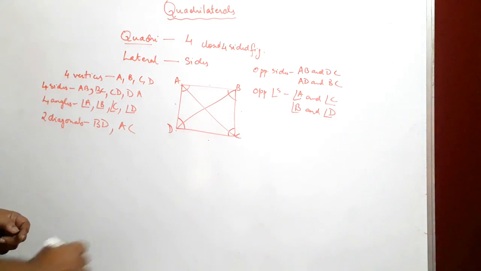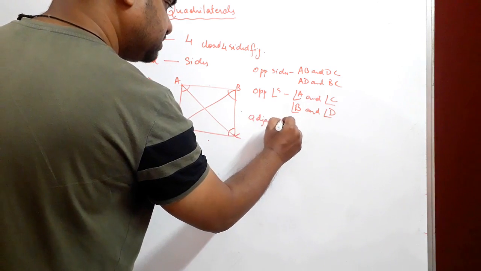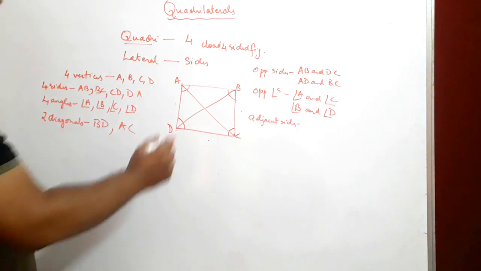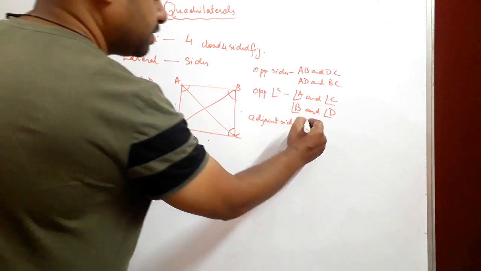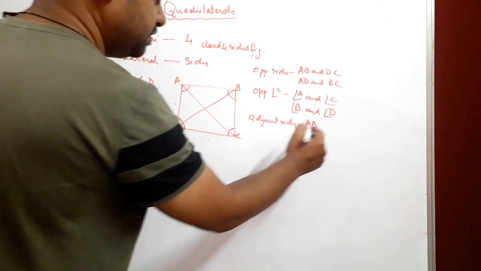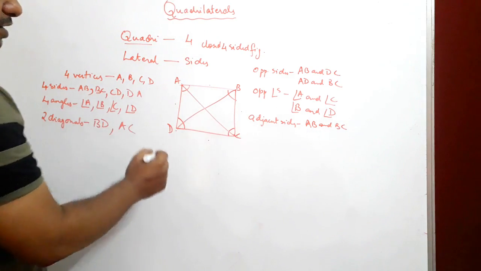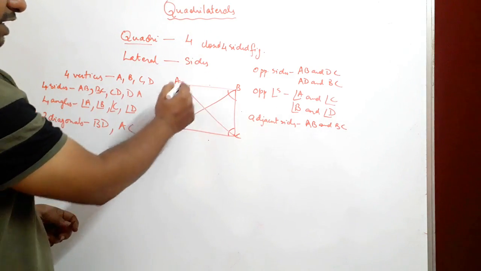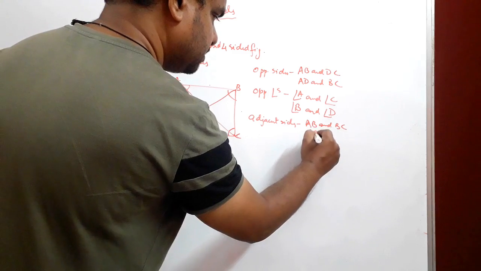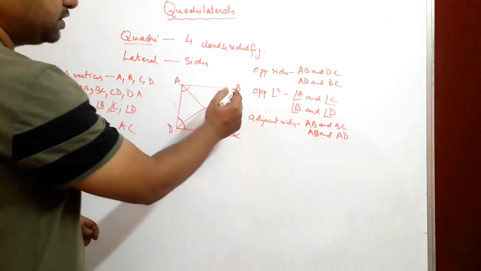Now coming to our adjacent sides. Adjacent sides means sides which are next to each other, neighboring sides. If we take AB, which are the adjacent sides to AB? We can say AB and BC, and the other neighbor, the other arm, which is AB and AD.